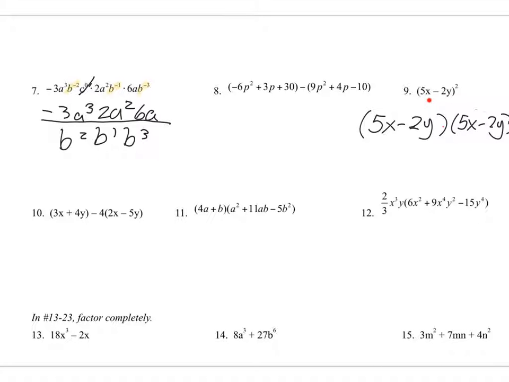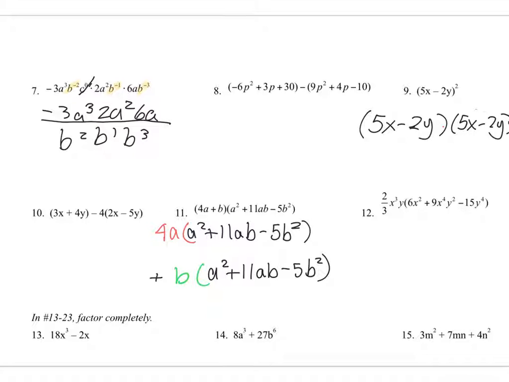Problem number 10, we have a subtraction, so we're going to go through and distribute this. So when we distribute this, we're going to keep our 3x plus 4y, but now we're going to distribute, and we're going to get plus, and then this becomes what? Negative 8x, and what else? Plus 20y. Go ahead and add like terms and see what you get.